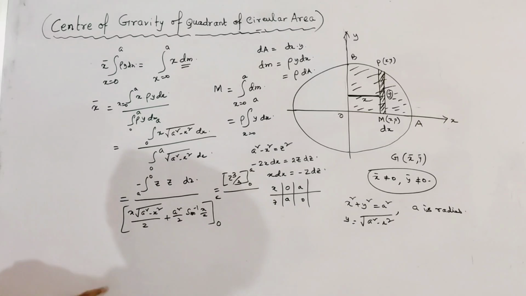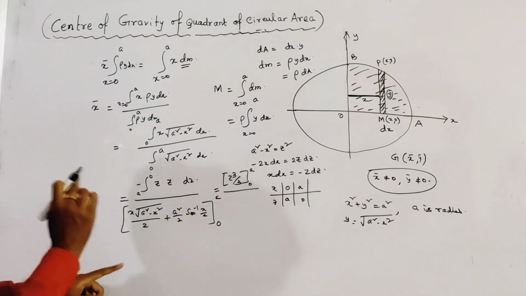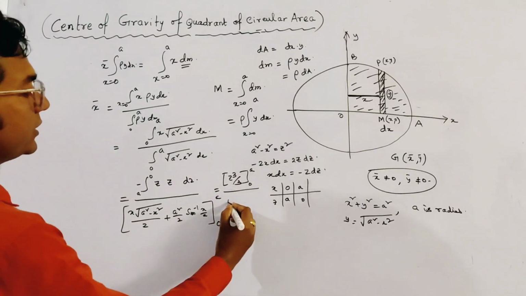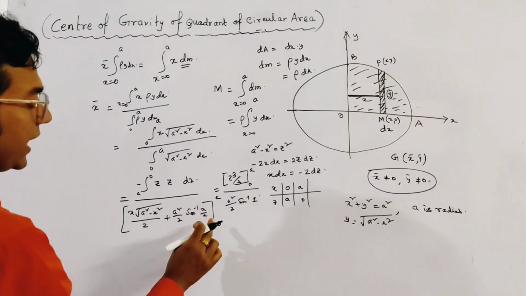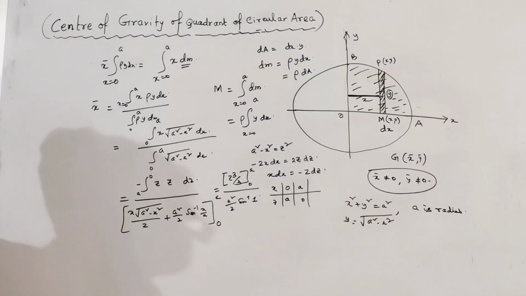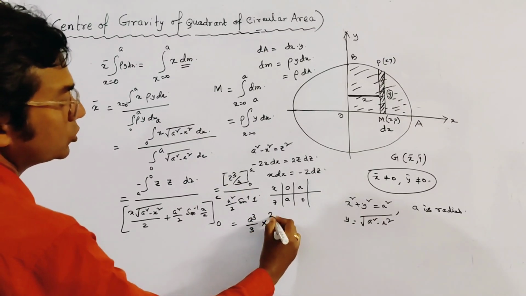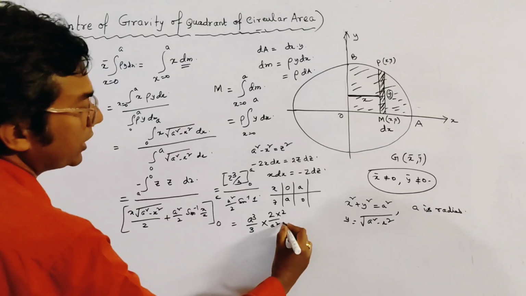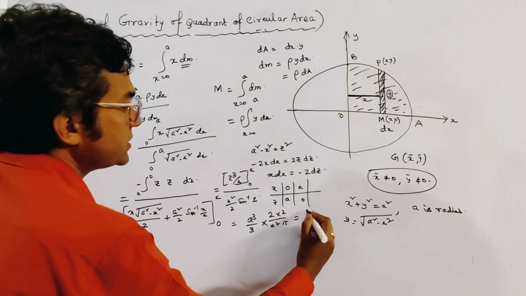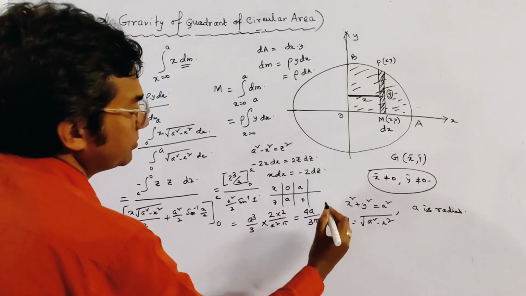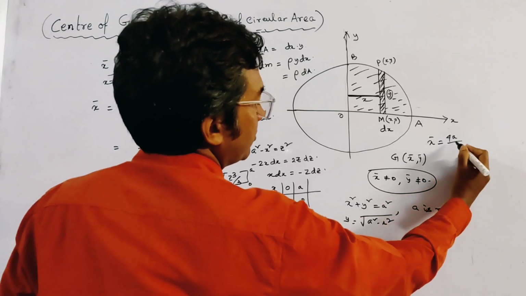And for the lower term we get this is 0, because for x equal to a this is 0, and for x equal to 0 this is also 0. So we get from here a square by 2 into sine inverse 1, because at x equal to 0 sine inverse 0 means 0, and this gives a cube by 3 into 2 by a square into 2 by pi, because sine inverse 1 is equal to pi by 2, and we get the result as 4a by 3 pi. So we get x bar equal to 4a by 3 pi.